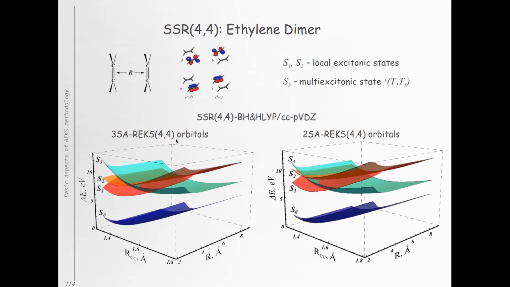And for this, we can obtain very interesting pictures for the lowest excited states as a function of distance between the 2 molecules and CC bond length. I kept all these symmetric, of course, the same CC bond length and the same geometry for the 2 ethylene units. Using 2 different optimization schemes, I obtained a very similar picture, where S1 and S2, these 2 surfaces, represent local excitonic states, either excitation on one or the other.